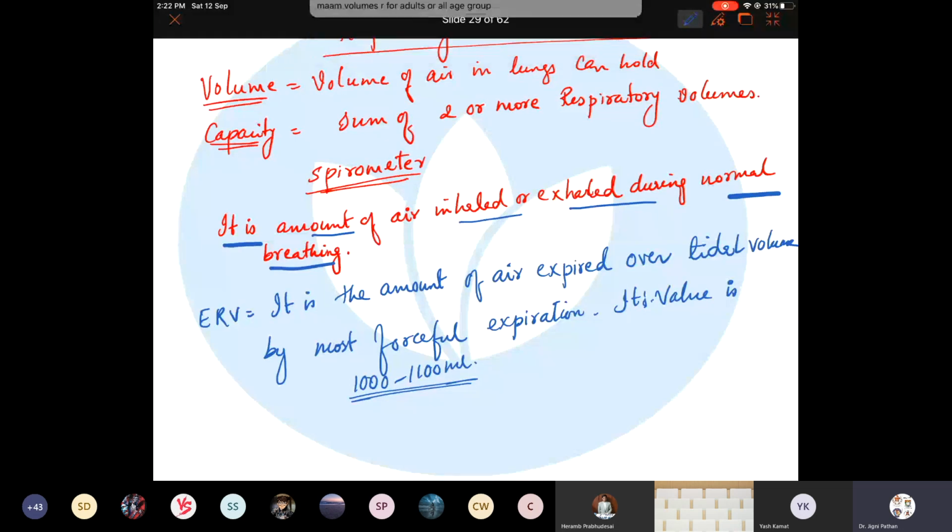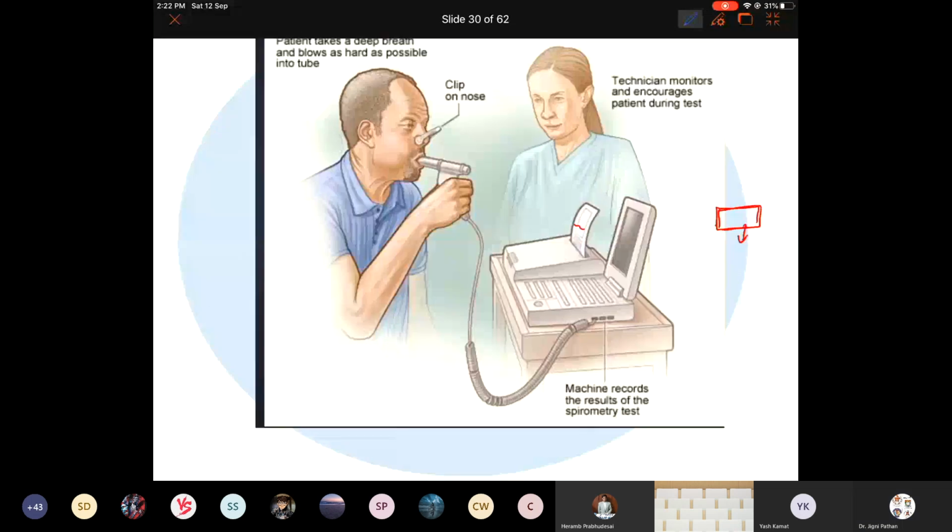For a normal healthy adult, these are the volumes. You can see, now this is normal inhalation. When it comes after the forceful exhalation, this is more than what is required. This is called again ERV, right? Did you understand?